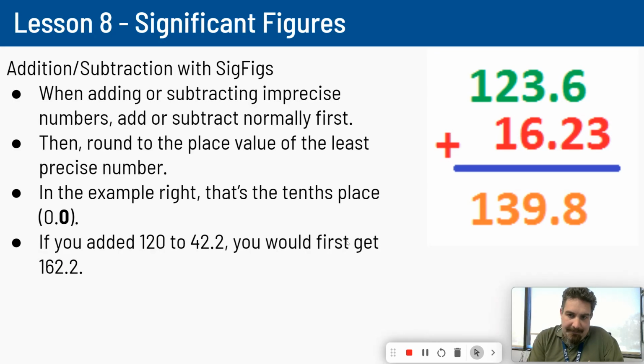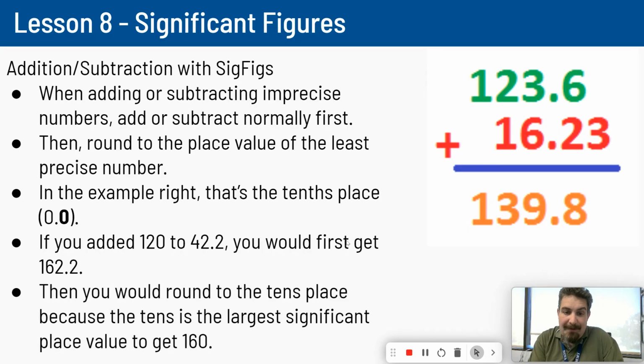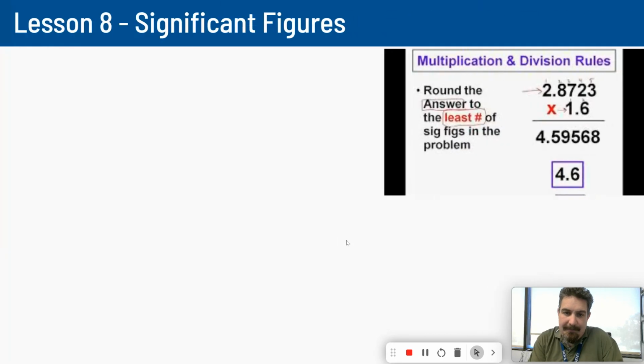So if we add, my example's a little bit different here. If we add 120 to 42.2, you first get 162.2, very straightforward, but we're going to round to the tens place because that's the largest significant place value that we have, to get 160.